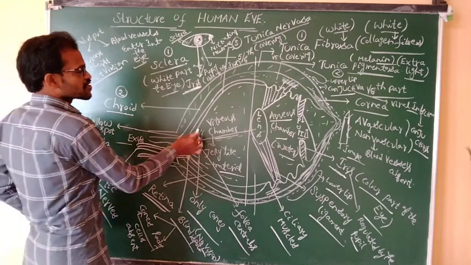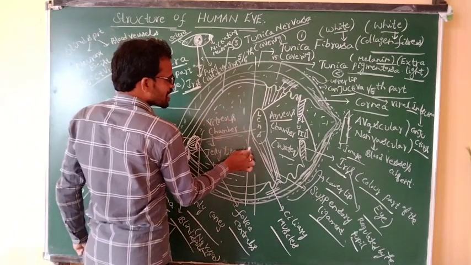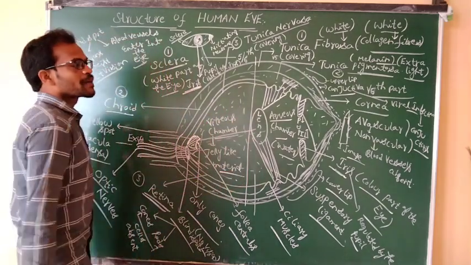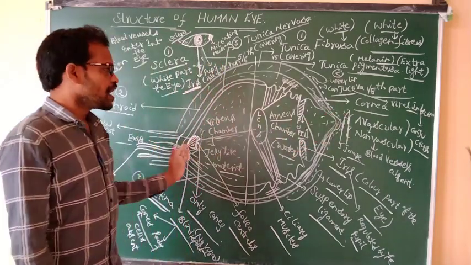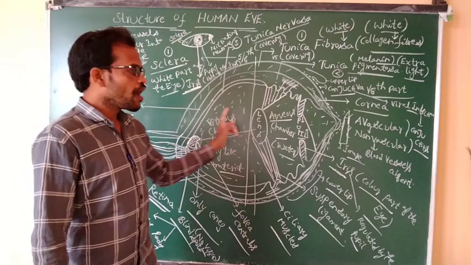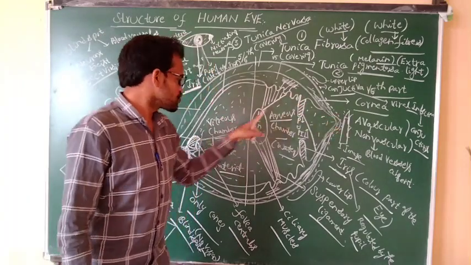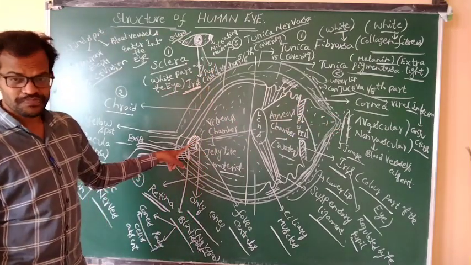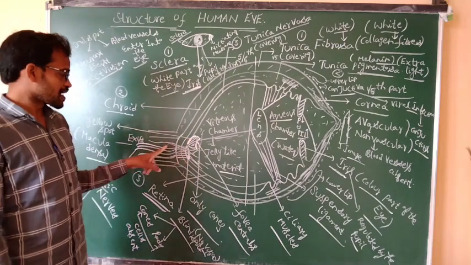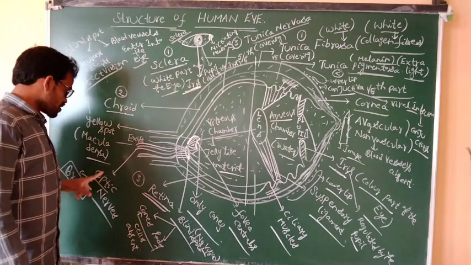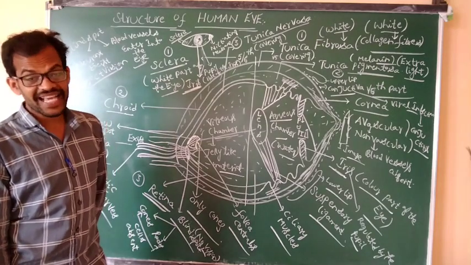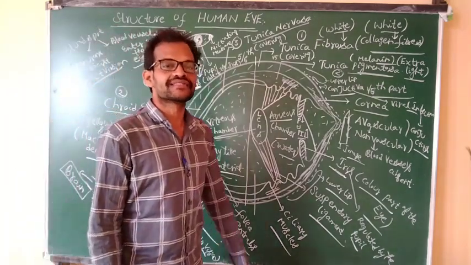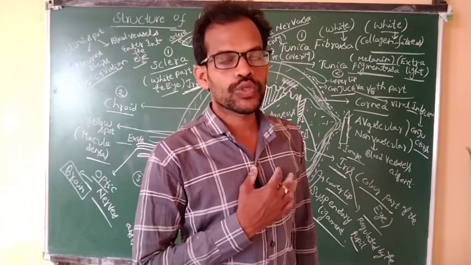This is the structure of the human eye. Any image passes from outside to inside. How? From the conjunctiva it passes directly to the yellow spot. The yellow spot is connected to the optic neurons, and the optic neurons are connected to the brain. They will analyze this image. Thank you very much.